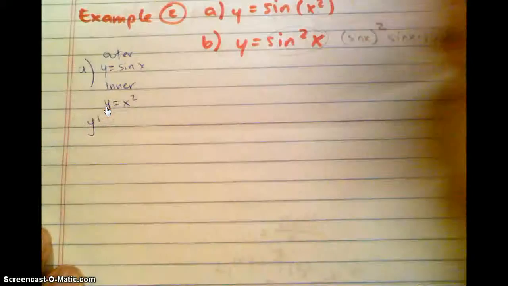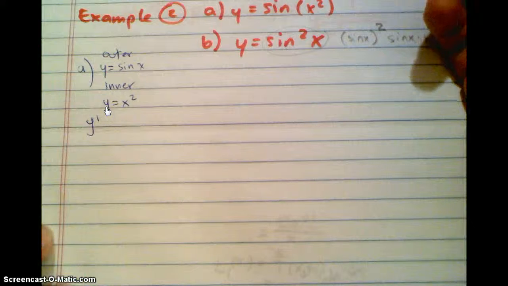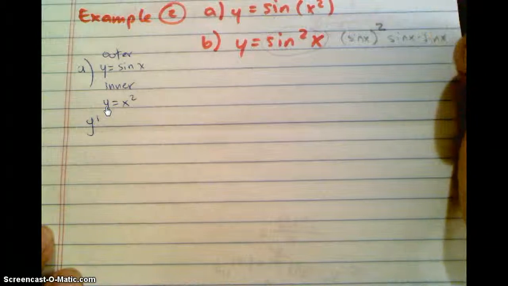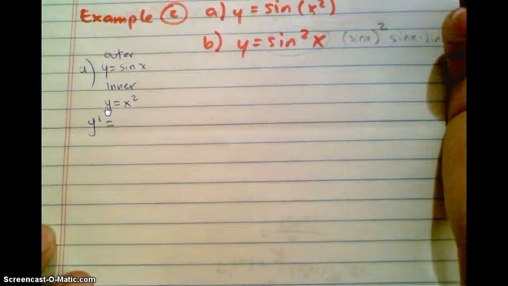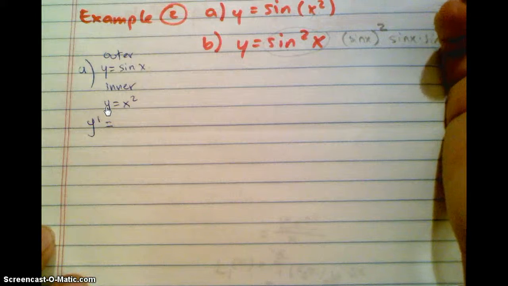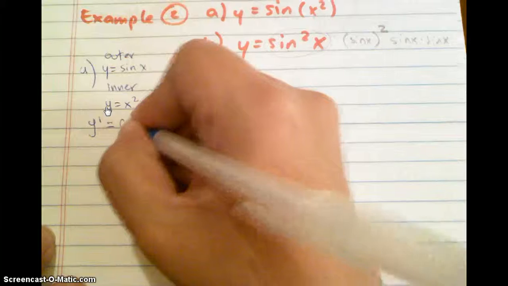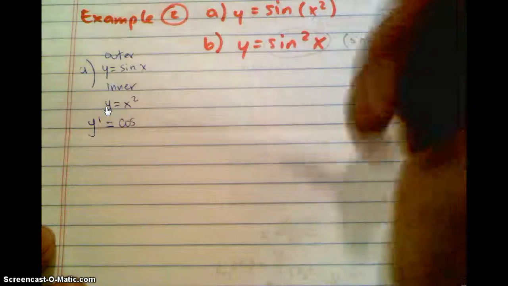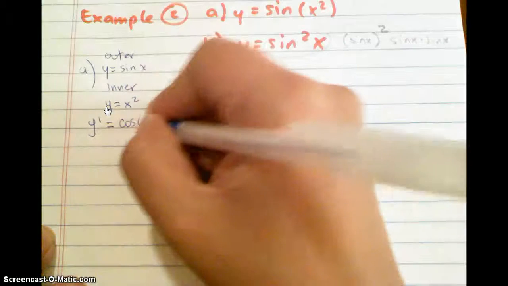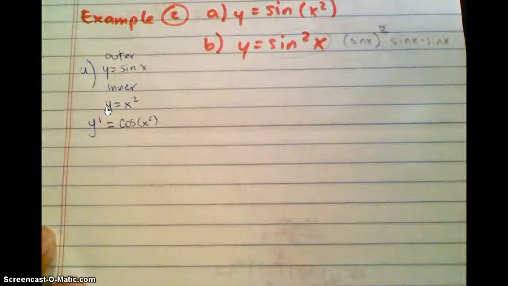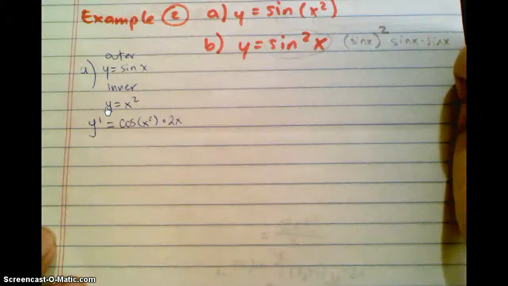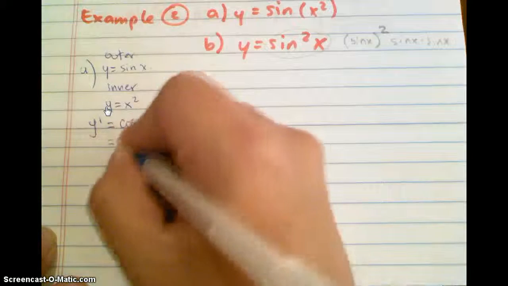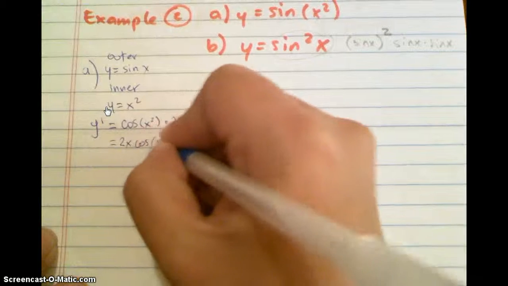I'm trying to find y prime, or df over dx, or dy over dx. So first I'm going to take the derivative of the outer function. As we saw before, that's cosine of x. But I'm not going to write cosine of x because I have to evaluate it at the inner function. And that's going to be multiplied by the derivative of the inner function, which is 2x. Writing it nice and pretty, 2x cosine of x squared.